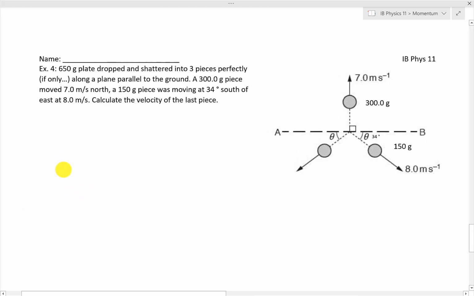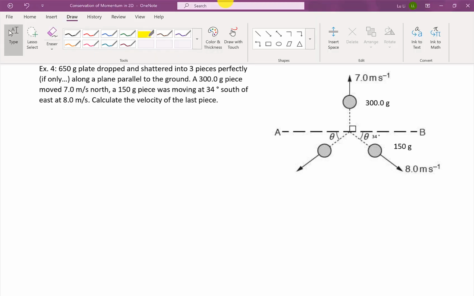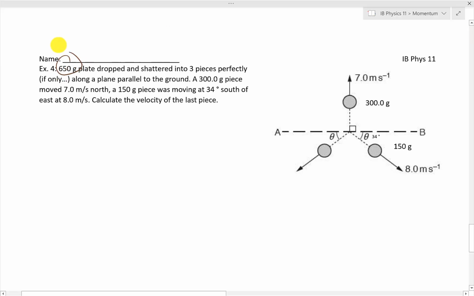We have a 650 gram plate. Hey, it's in grams. It is dropped and it will be shattered into 3 pieces perfectly. Like that's never going to happen. Along a plane parallel to the ground.